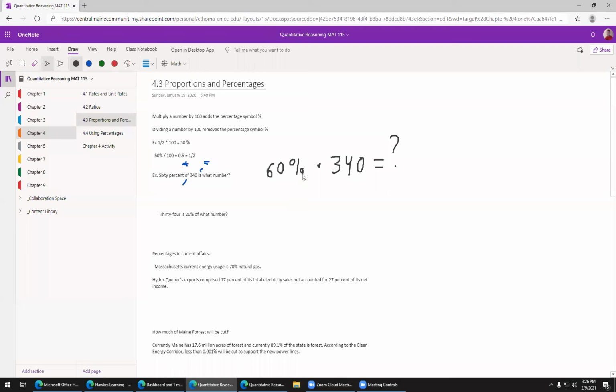So now I go to my calculator. If your calculator has a percent symbol, then there's nothing you have to do. But if it doesn't have a percent symbol, I have to turn this into something I can put in my calculator. So again, if I divide by 100, I get 0.6, and I do 0.6 times 340.